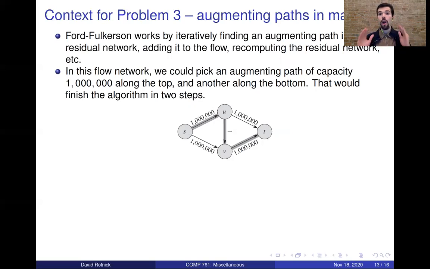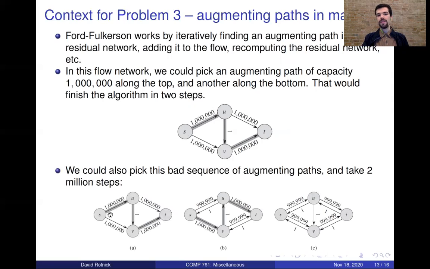That is not the only way to do it, though. We could pick bad augmenting paths. We could pick an augmenting path like this. If we did this augmenting path, this would be our residual network. The residual network, if this augmenting path has minimum capacity 1, so we would have to only send flow of 1 along here. What's our residual network? Well, our residual network is similar to the previous one. We can go back now by 1 here. We can go back here by 1, back here by 1.